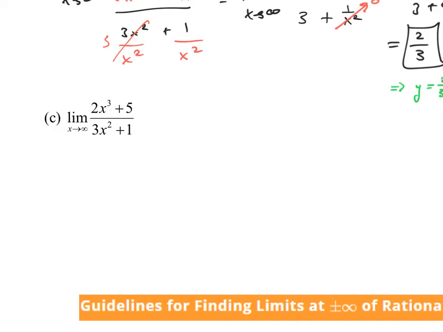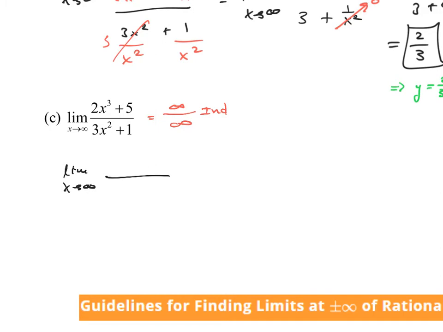So again, if I tried plugging this in, infinity cubed is still infinity, times 2 is infinity, plus 5 is infinity. Infinity squared is infinity, times 3 is infinity, plus 1 is infinity. So here's again where I have that infinity over infinity, which is indeterminate form. So that means I need to do something else. Again, our trick was divide everything by the highest power of x in the denominator.